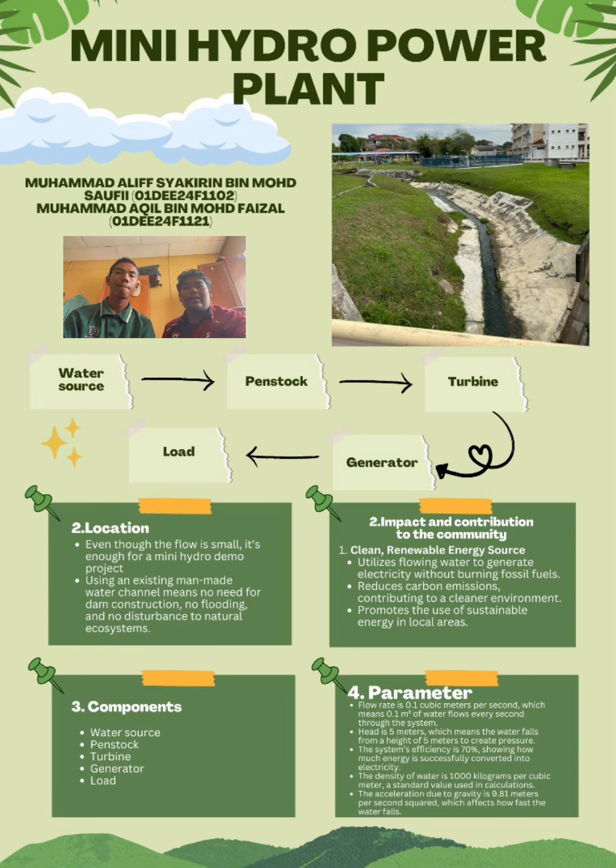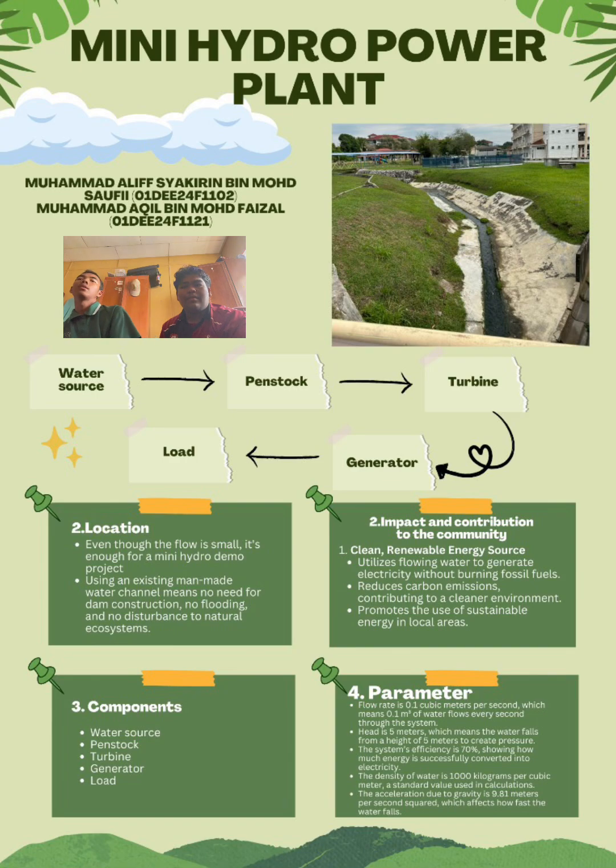The turbine is connected to a generator, which converts the mechanical energy from the turbine into electrical energy. Finally, this electricity is supplied to the load, which could be anything from small electrical appliances to a lighting system. After passing through the turbine, the water is returned safely back to the channel via the tailrace.